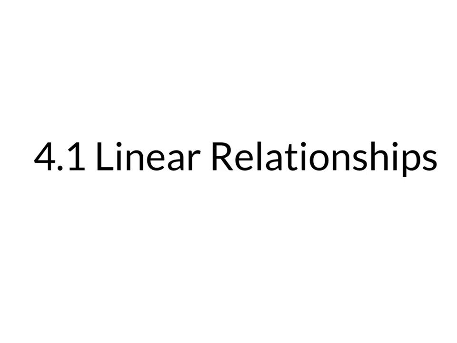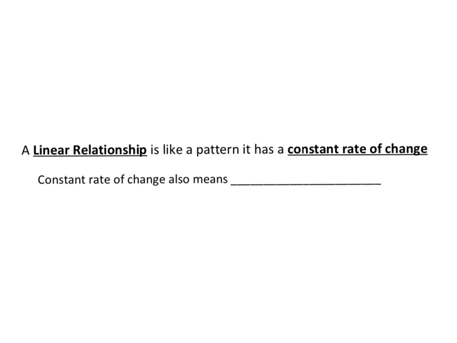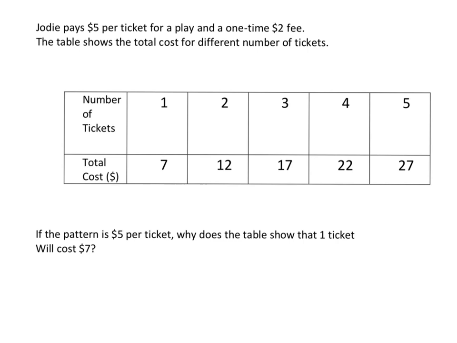Today we are going to talk about linear relationships. A linear relationship is like a pattern. It has a constant rate of change. Constant rate of change just means unit rate. So let's look at this example.